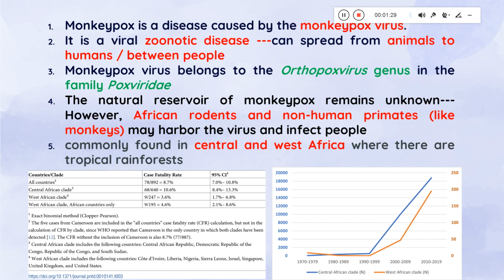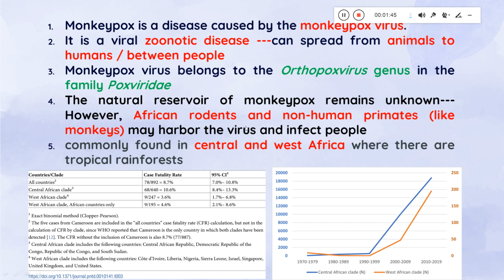So these were basically seen in African countries, Central Africa and Western Africa. In those regions, this was predominantly seen. But because of travel history and other things, there is a chance that this can spread from those countries to other countries. So that is what is happening now.